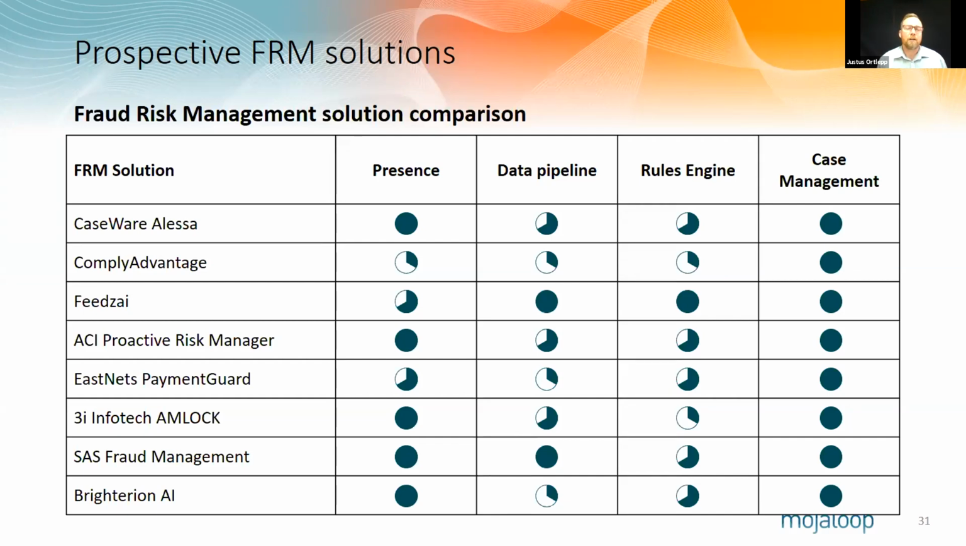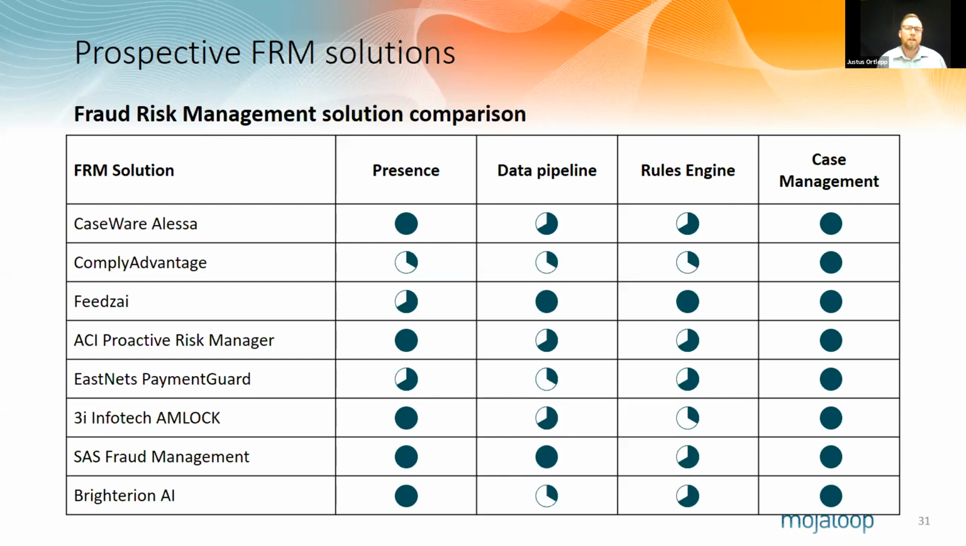FeedZai offers, by far from what we had seen, the superior configurability of their data pipeline, as well as the detection rules. They had a very flexible rules engine with many configuration options, and their rules builder was very, very impressive. ACI Proactive Risk Manager also had great reach. They have a lot of presence throughout Africa, and in particular also in South Africa. Their product achieved a very high throughput in some of their operations, running up to 50,000 transactions per second.